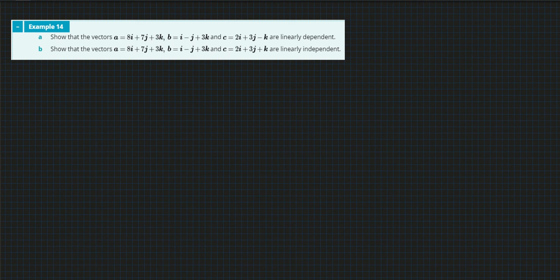Okay, recall that if vectors are linearly dependent, that means if A is equal to some m times b plus some n times c, then they are linearly dependent. That's what linearly dependent means. So the vectors we've got here, they want us to show the ones in part A are linearly dependent.